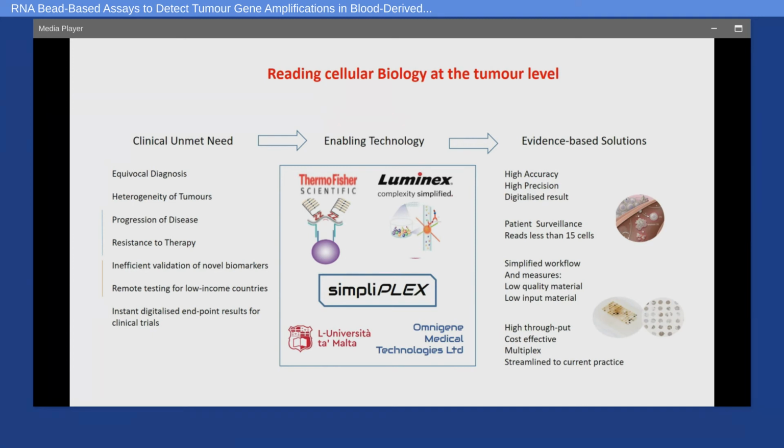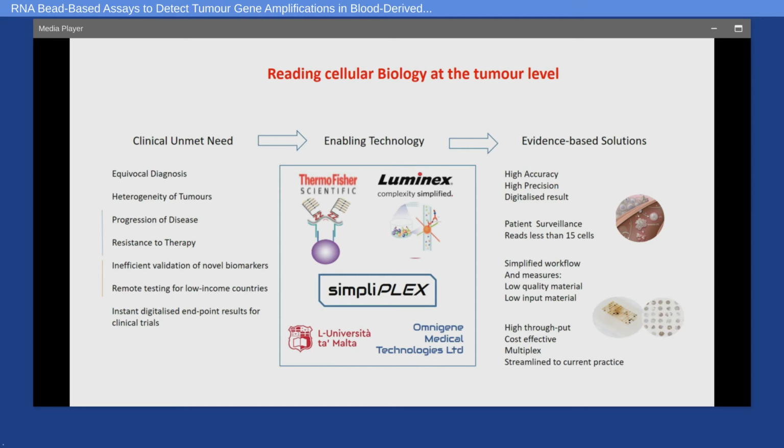We know that there are various clinical unmet needs like equivocal diagnosis, heterogeneity of tumors, looking at the dynamics, progression of disease and resistance to therapy. There are also problems to validate novel biomarkers, and therefore multiplexing and high throughput methods can be used to do that from various sources.